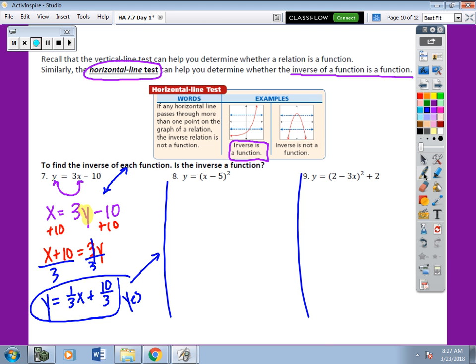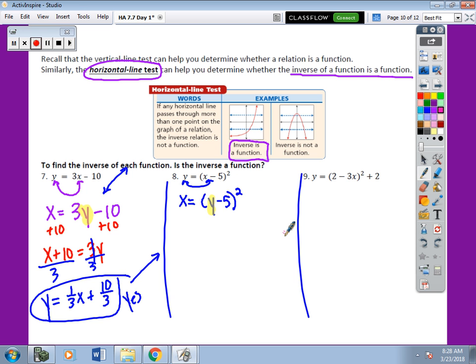All right, then the next two will be a little bit harder because of the squared. Again, switch your variables. What I do first is start solving for y. No. He said expand. If you expand, you're actually going to get y squared minus 10y plus 25, and you'll have two y's. It's harder to solve for y when you have two of them than if you have one. So that would just make it a little bit harder.